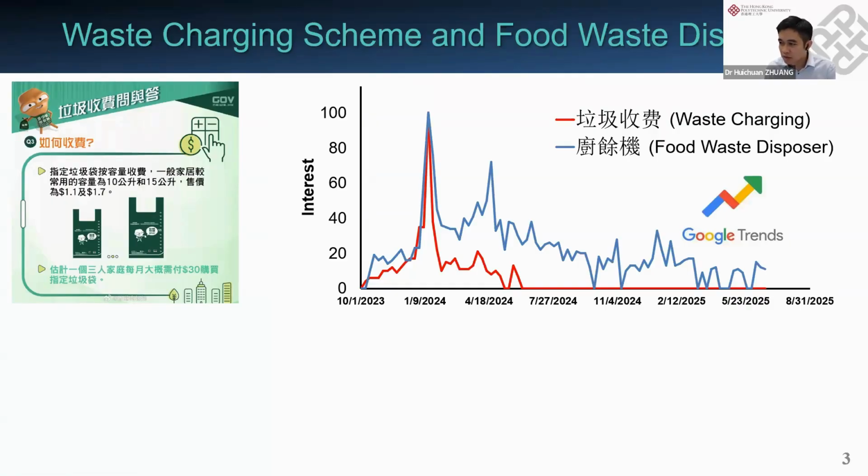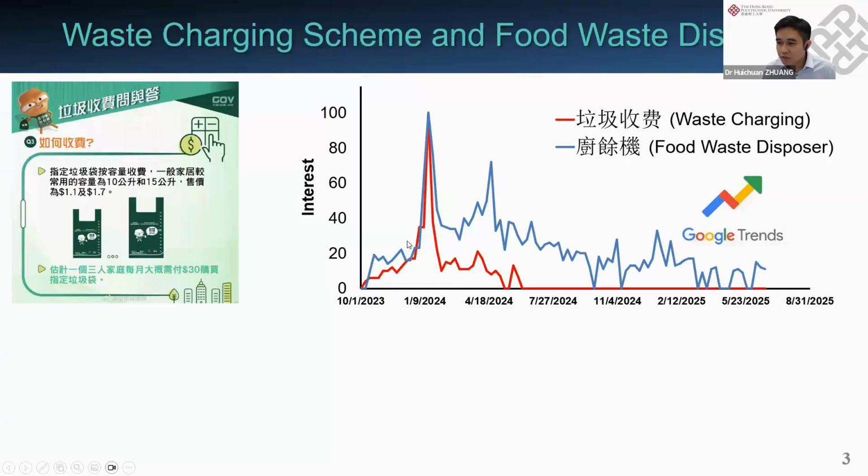We compared two keywords, when the charging scheme was going to be introduced. One was waste charging, another was food waste disposal. We found that when the charging scheme was going to be applied, about one year before, people started to search for the keyword food waste disposal.